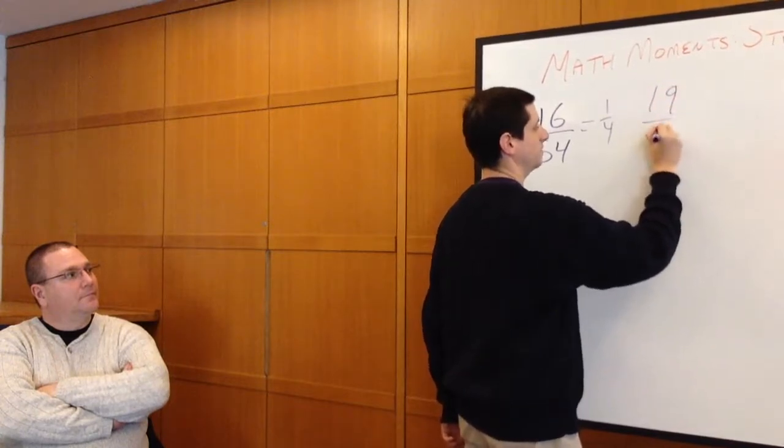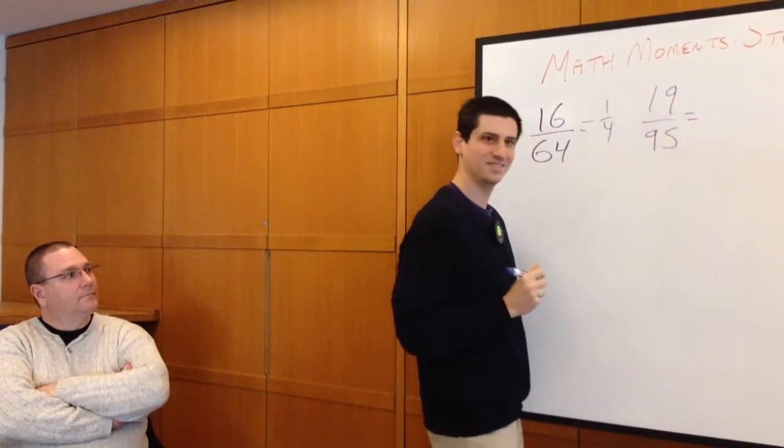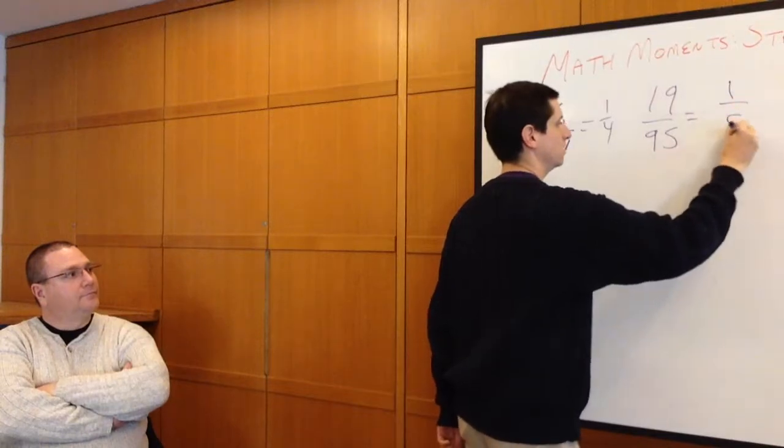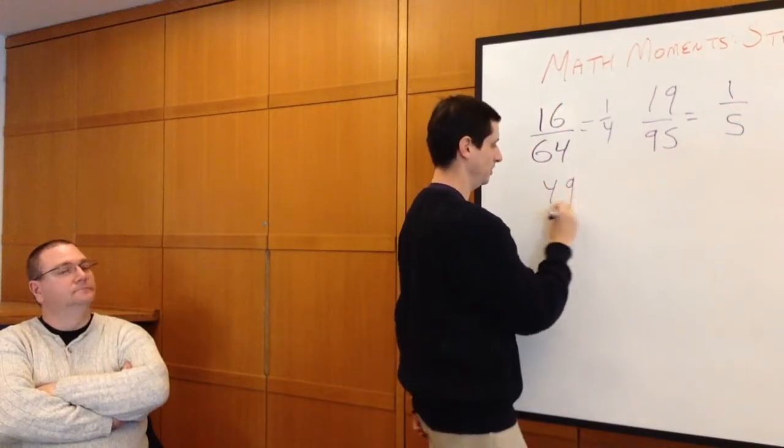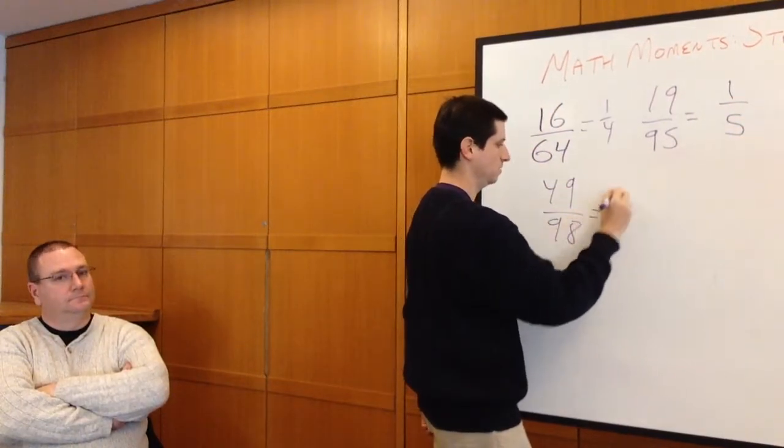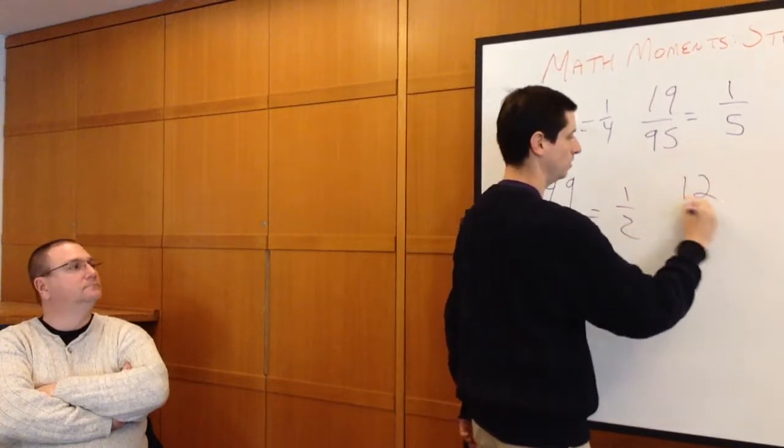19 over 95. That's 1/5, okay. 49 over 98. 1/2. 12 over 24.